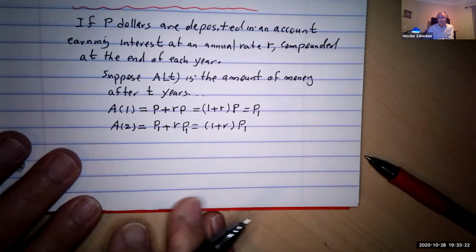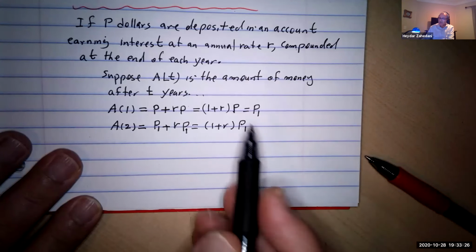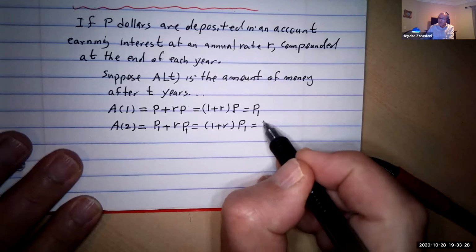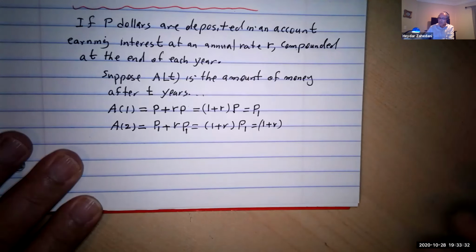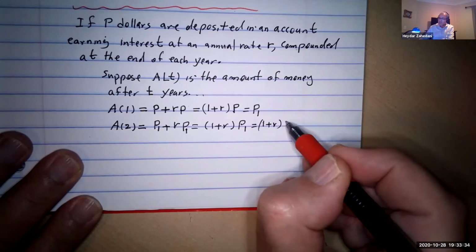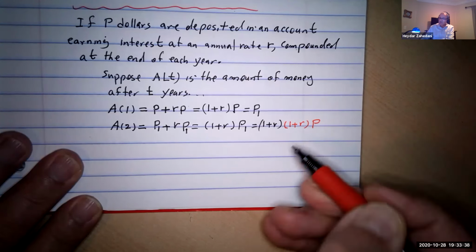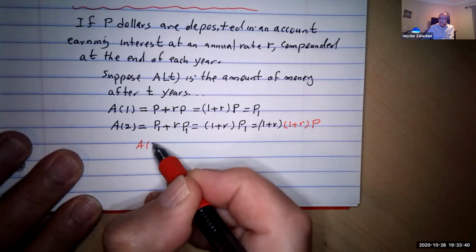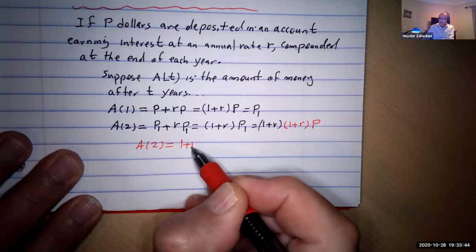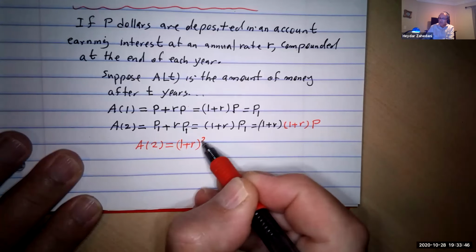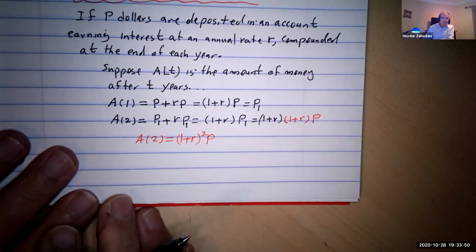Okay, but the P1, your previous money, is 1 plus R times P. So you already got the 1 plus R, then you multiply by the money you previously had, which is 1 plus R times P. So at the second year, your money would be 1 plus R squared times P. So that would be your money at the second year.